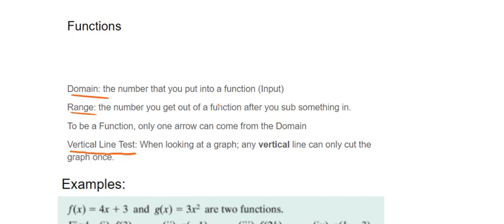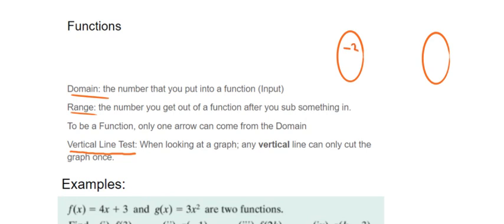To be a function, only one arrow can come from the domain. So it's okay if it goes to two, part of the range, two arrows go to that, but only one arrow can come from the domain. So I'll give you an example there. This is an example of a function.